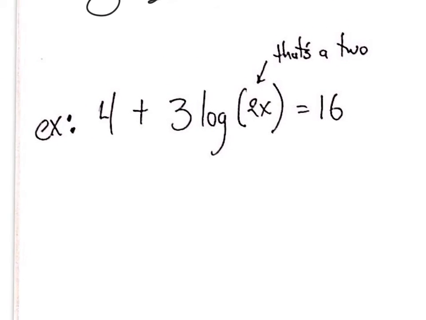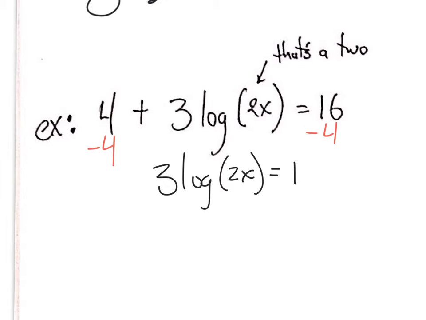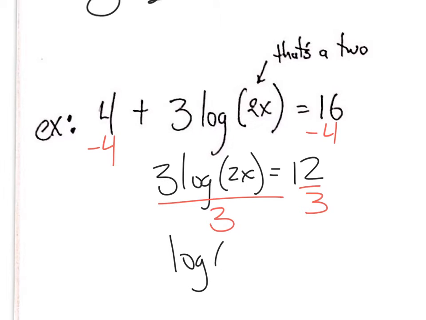So last example here for part 1 of our lesson. That's a 2. So it looks similar, only we've got this extra stuff. So, PEMDAS, right? We're working backwards. We're going to get rid of the 4, get rid of the addition and subtraction first, and then divide by 3. So subtract 4, 3 log of 2x equals 12. Get rid of the 3 by dividing both sides by 3. So log of 2x equals 4.